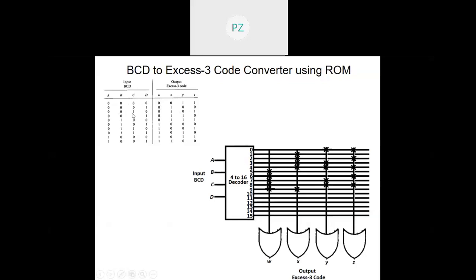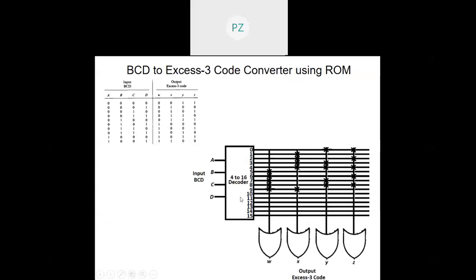We have seen this code converter before. I'm just repeating the same truth table. So 2 plus 3 is 5, 3 plus 3 is 6, and 4 plus 3 is 7, 5 plus 3 is 8, and so on. 9 plus 3 is 12.